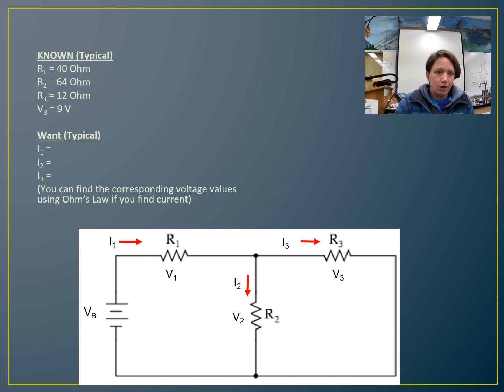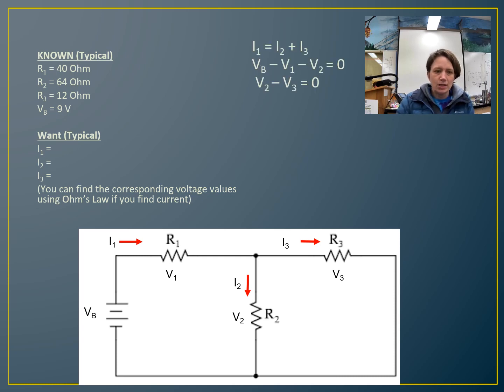So, things you might want to know. Well, you might want to know any of the current values or any of the voltage values. Usually I go through the trouble of solving for one of them and then I use Ohm's law to find the other. You could make a bigger, more complicated set of equations with more variables in it, but I usually simplify by finding all the I values, and then for whatever V's I need, I can use Ohm's law at the end.